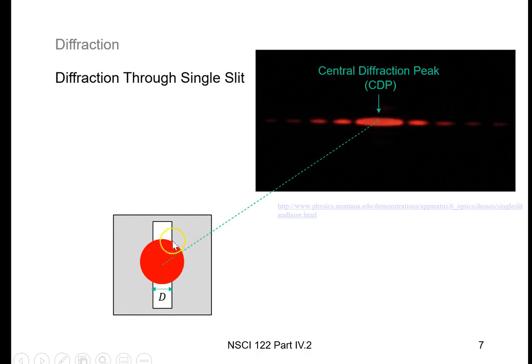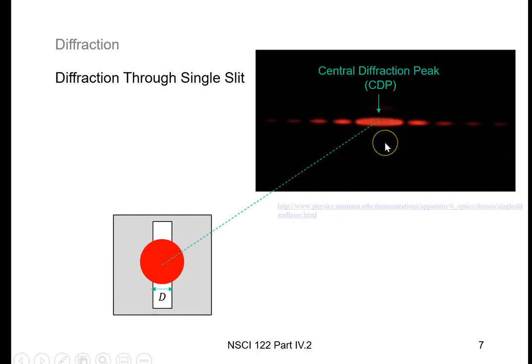Now notice, this laser beam is hitting the vertical sides of this slit. So I'm not hitting these horizontal edges. Okay, so I'm only going to get spreading out in one direction. And you can see that if I'm hitting the vertical sides of this slit, the light spreads out horizontally.